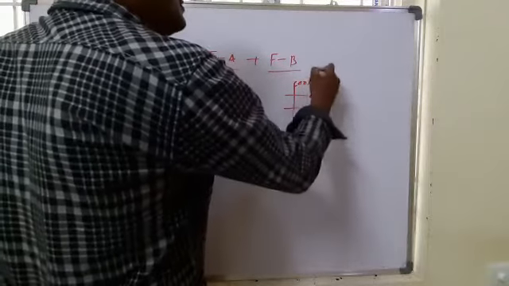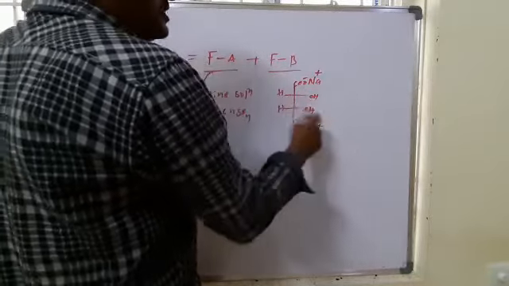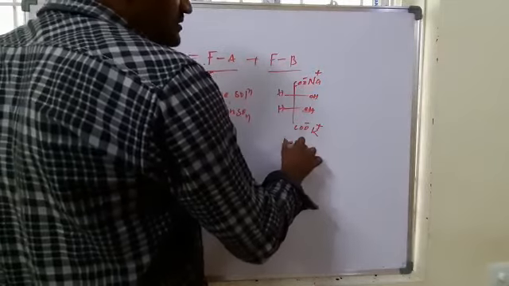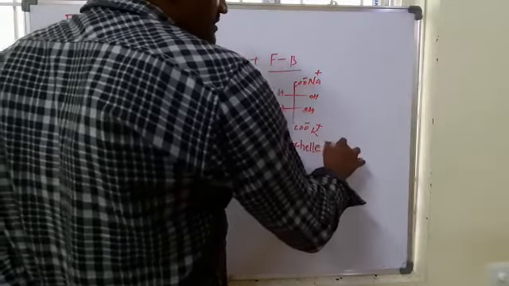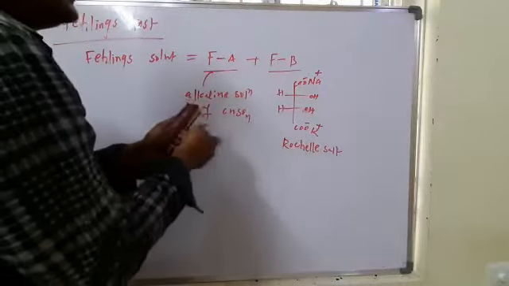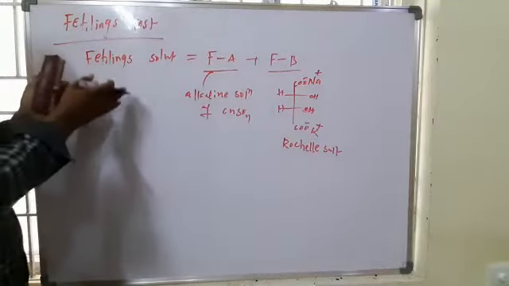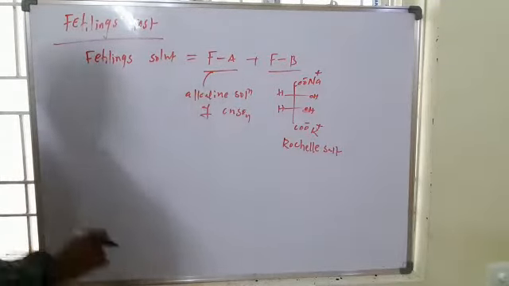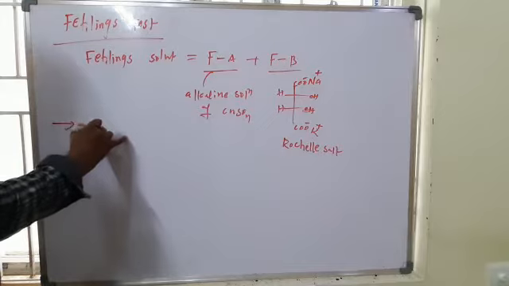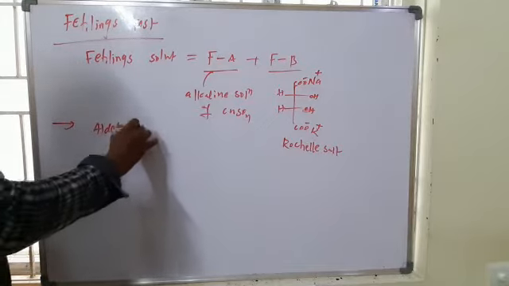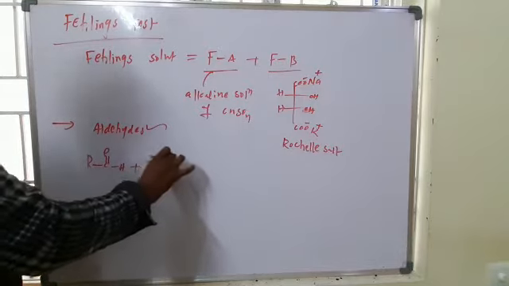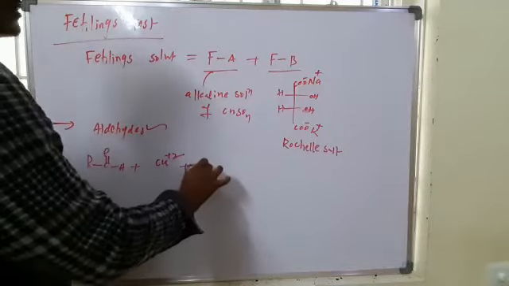So this is sodium potassium tartrate. This comes from tartaric acid. This is also called Rochelle salt solution. So these two solutions are freshly prepared and mixed. That freshly prepared Fehling's solution we should add to the aldehydes. This test is also given only by aldehydes. Aldehydes only give it.